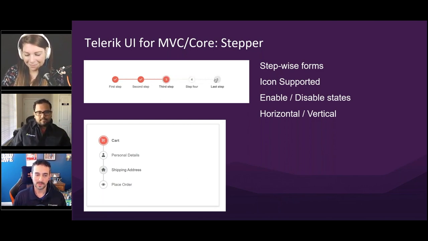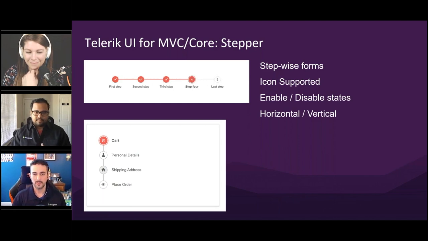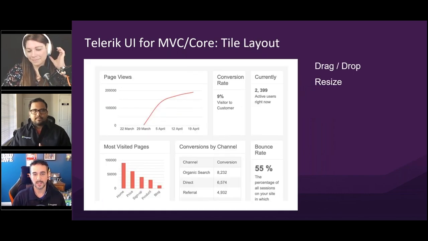They have icons supported right out of the box. They look amazing. There's enabled and disabled states, so you can do things like validate before another step occurs. That type of behavior. And of course, they support vertical and horizontal layouts as well. This helps you when you're moving maybe from a desktop to a mobile scenario and you need a little more screen real estate. You can go with the vertical orientation instead. So really cool control there.